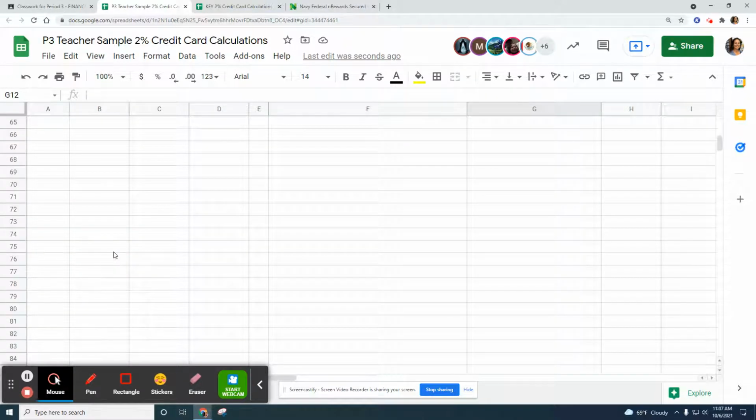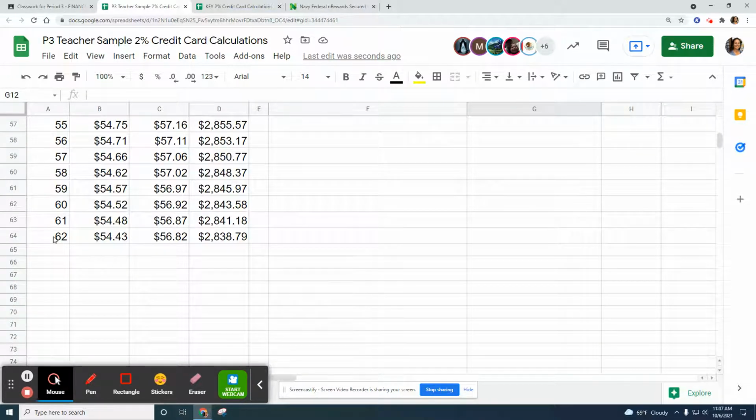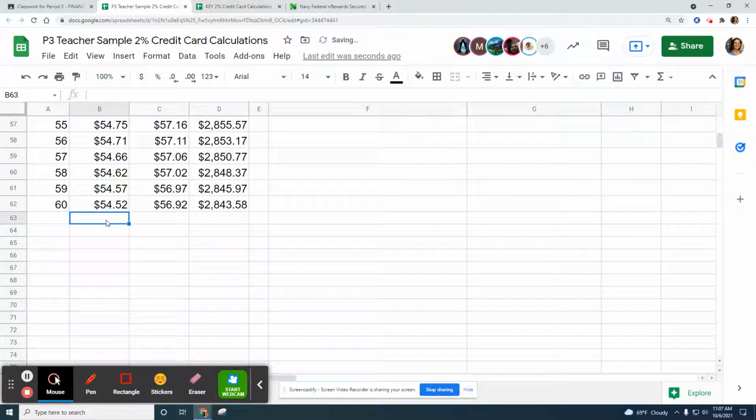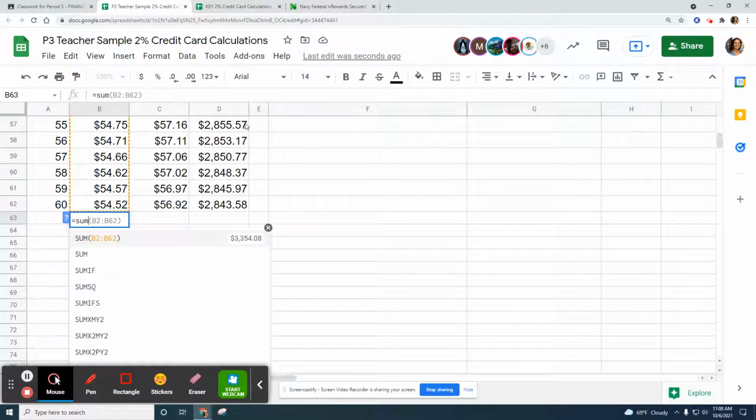So if I scroll down to the bottom of the column, it's asking me after 5 years how much was paid. So does everybody see that I've stopped here at the 60th month? And I'm at the bottom of B, I'm at B63. I can type in a summation formula, equals the sum of B2 to B62. It already auto types it for me.